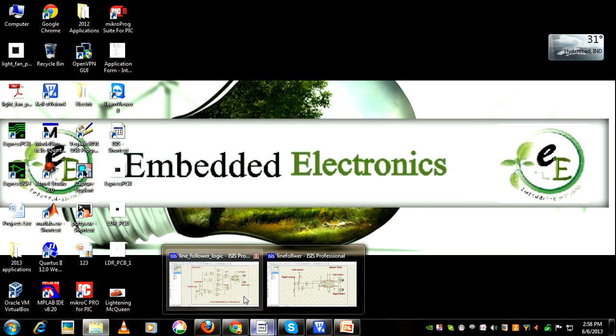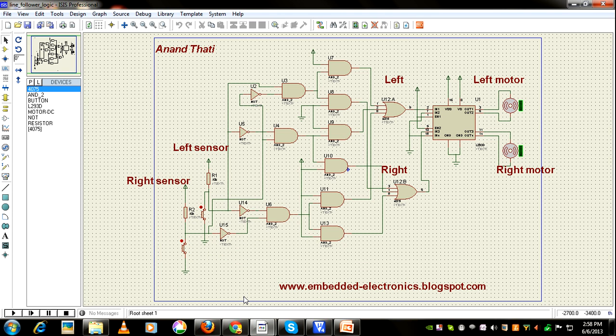So here we see the line follower without a microcontroller. We will use logic gates to implement that. This is a circuit diagram. In this, two push buttons are replaced by two IR sensors with a comparator circuit, and this is the L293D motor driver. These are the two motors, left and right. These are the left sensor and right sensor.